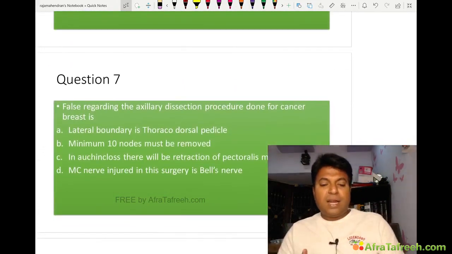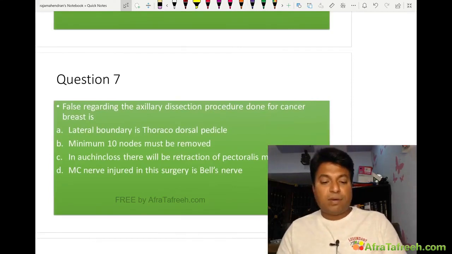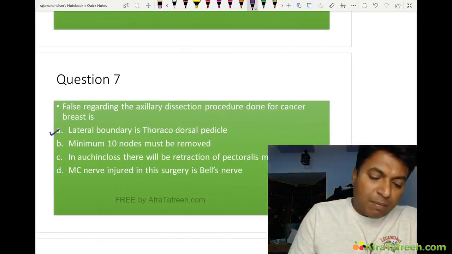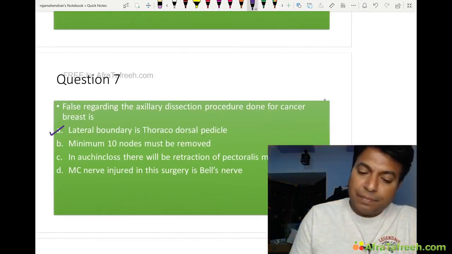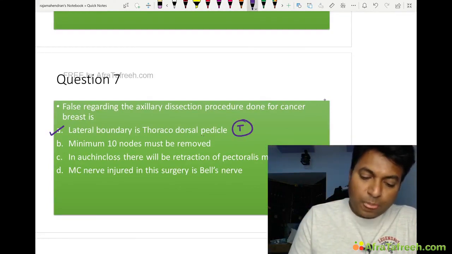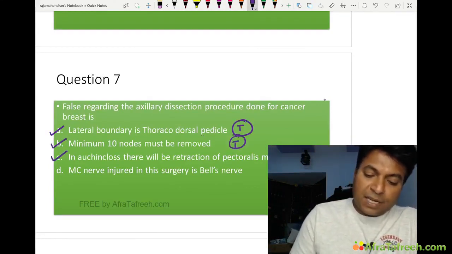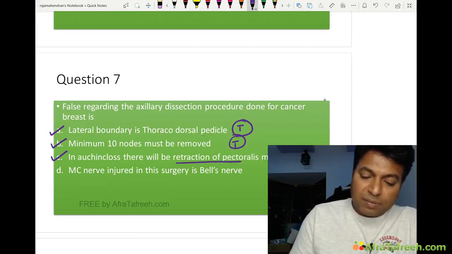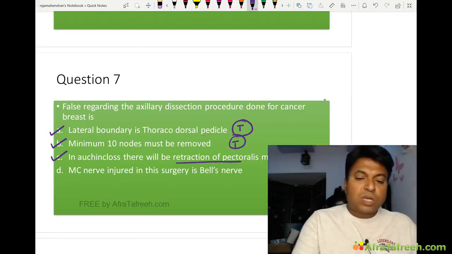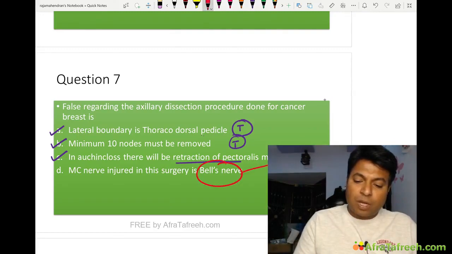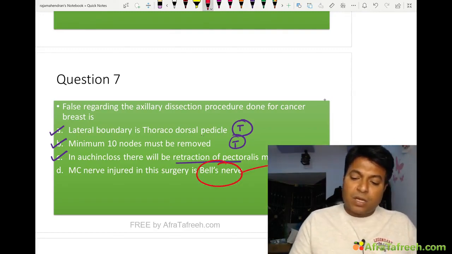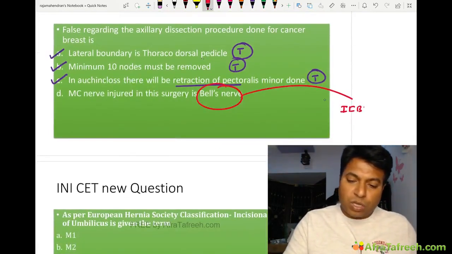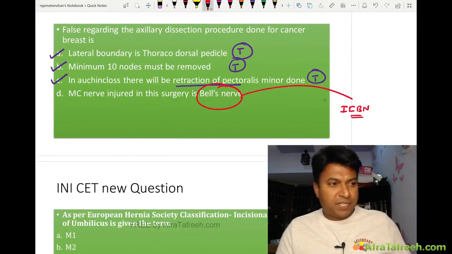So false regarding the axillary dissection procedure done for breast cancer is: lateral boundary is thoracodorsal pedicle. True. Minimum 10 nodes removed. True. In Level 3 clearance there will be retraction of the pectoralis minor done. True. Most common nerve injured is Bell's nerve. Wrong. It is intercostobrachial nerve that is the most common nerve injured in this operation. Okay.